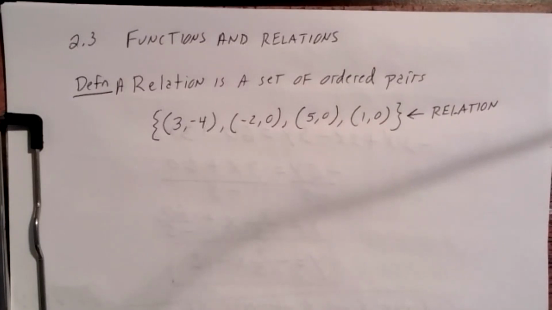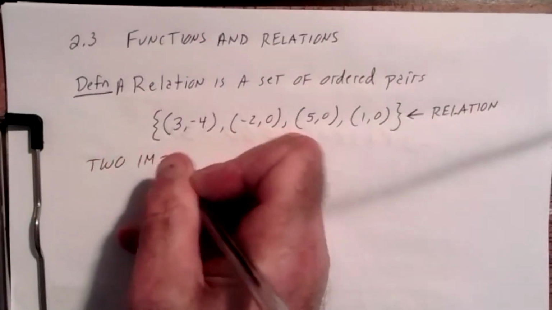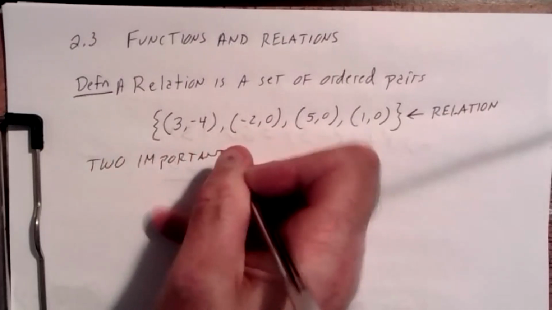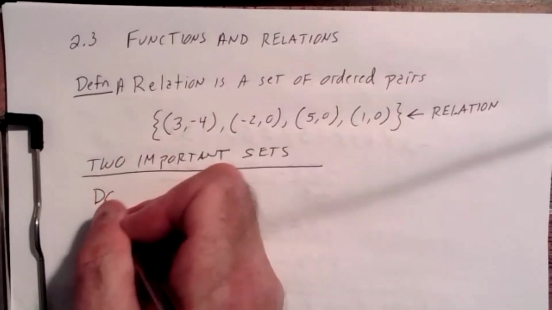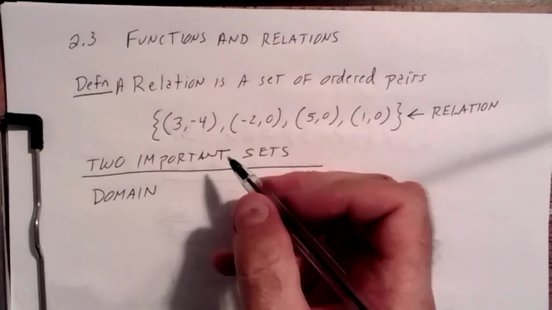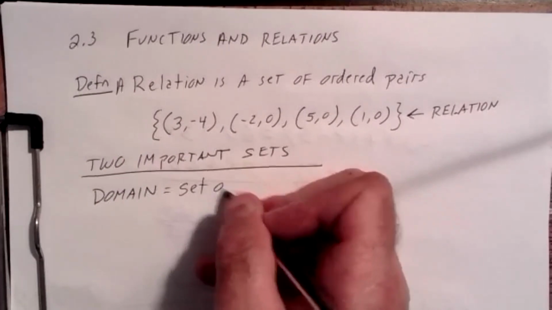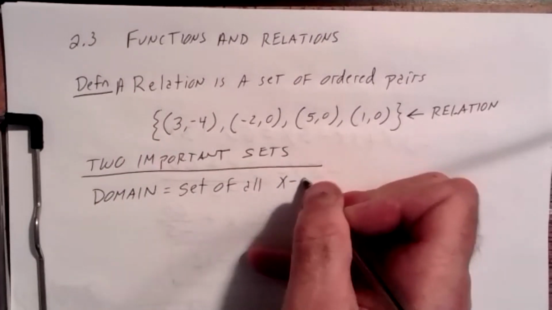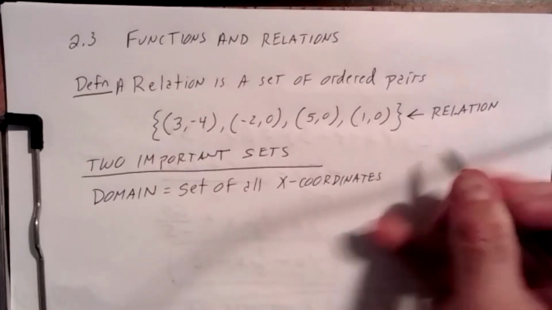Ladies and gentlemen, when we work with relations and also functions, of which I will define in a second, oftentimes we're concerned with two very important sets. The first set is called a domain. What's a domain of a relation or a function? Hint of things to come. The domain, ladies and gentlemen, is basically a set of all x coordinates.